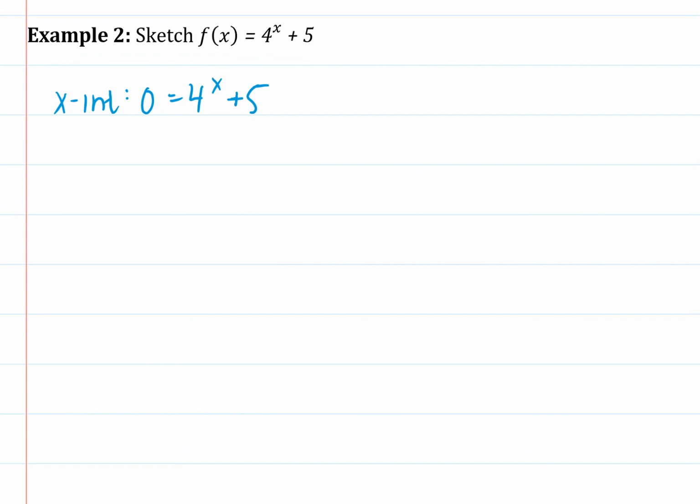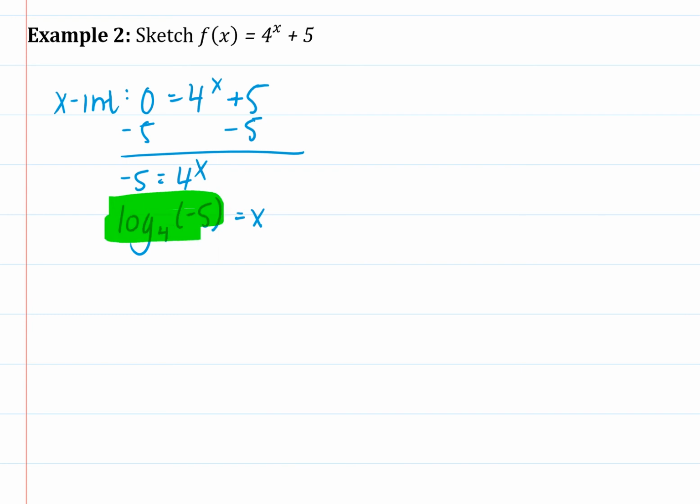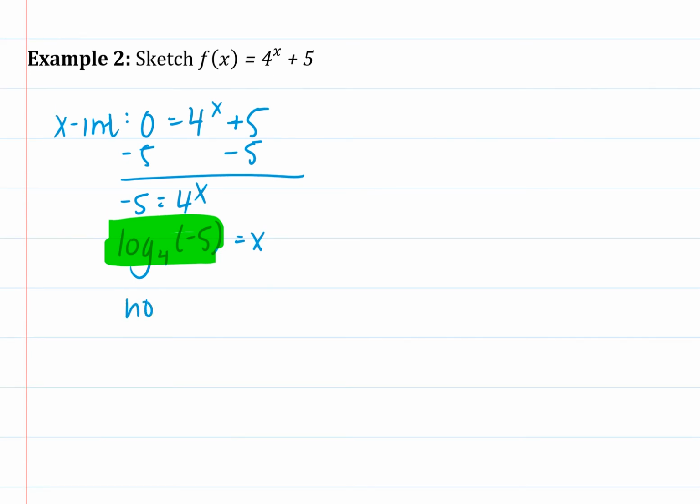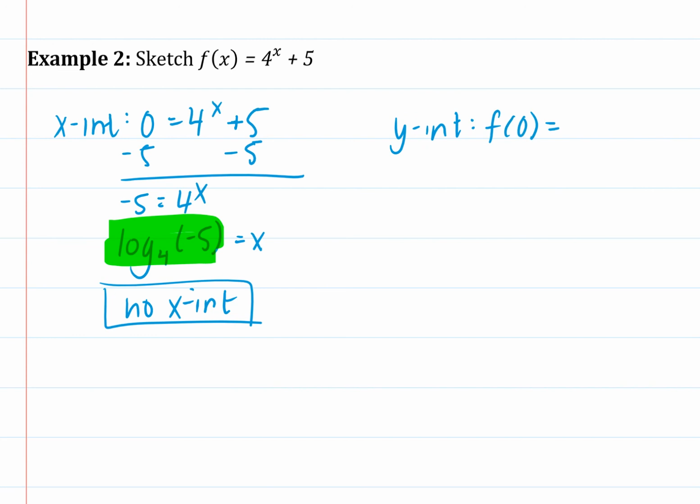This is an exponential equation, so we're going to solve by isolating the base and then converting into a logarithmic equation. Now, when you type this into your calculator, you should get an error message because the log function isn't defined when you have a negative argument. You don't have to memorize that at this point, but you should know that if you get an error, that means that there is no x-intercept. Okay, well, let's look for a y-intercept by setting x equal to 0. Anything to the 0 power is 1.